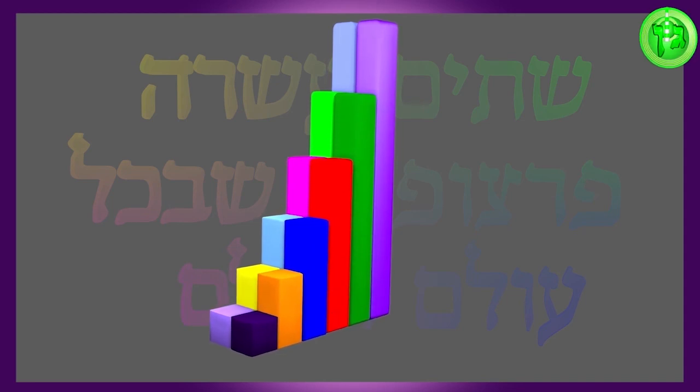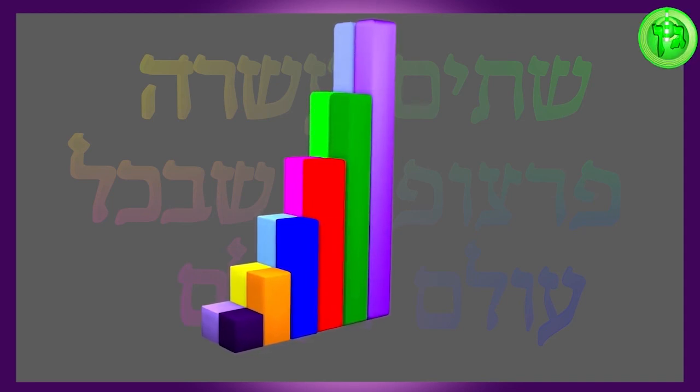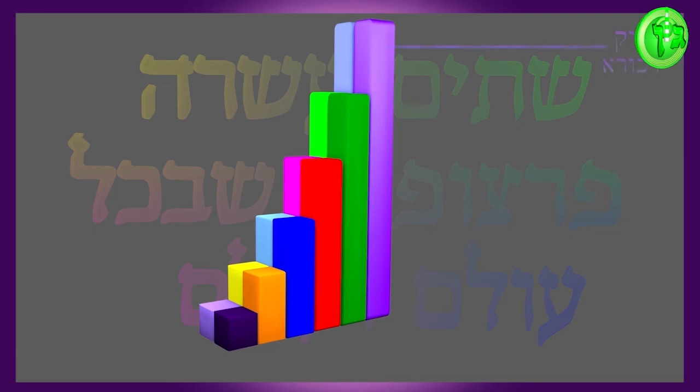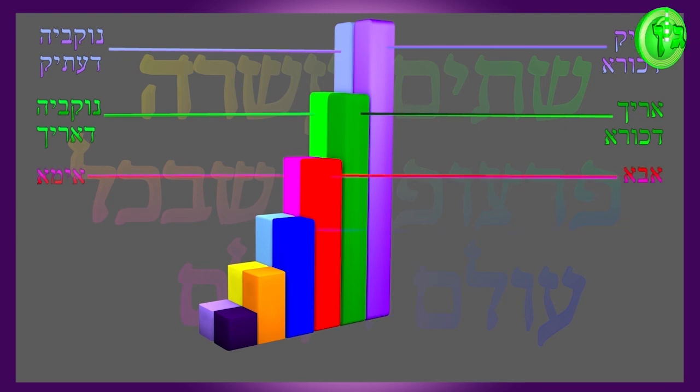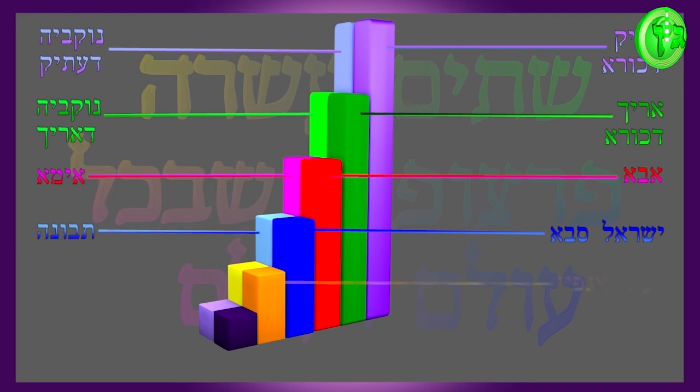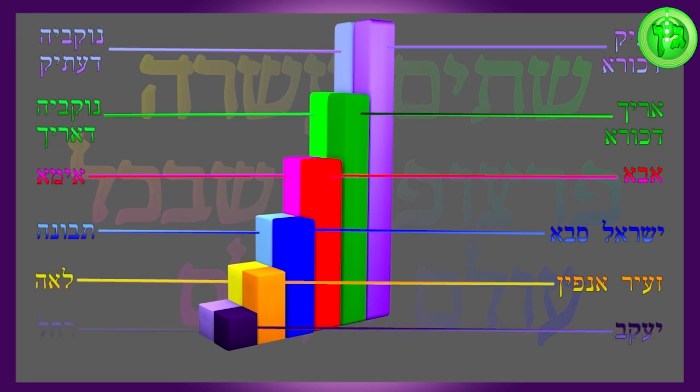These are the 12 Partzufim of any world. Atik, Dechura, and Nukvei de Atik, Arich, Dechura, and Nukvei de Arich, Abba and Ima, Yisrael Saba and Tevuna, Ze'er Anpin and Leah, and finally Yaakov and Rachel.